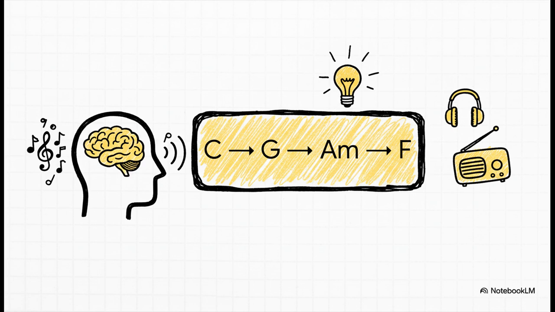Take this one, for example. C to G to A minor to F. Even if you've never touched a piano or a guitar, I guarantee you've heard this sequence thousands of times. It just feels right, doesn't it? That's because it's telling a story that your brain already knows and loves.